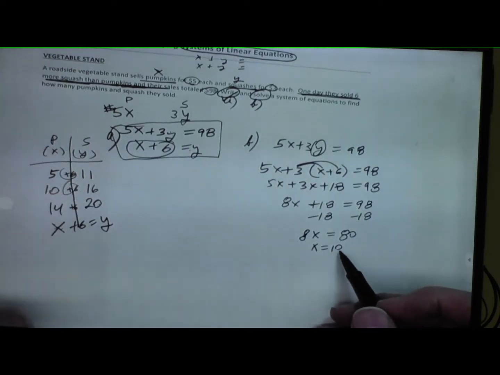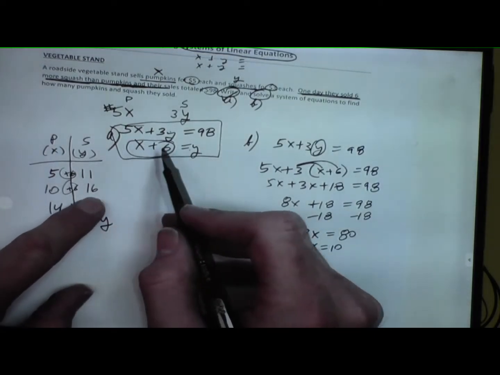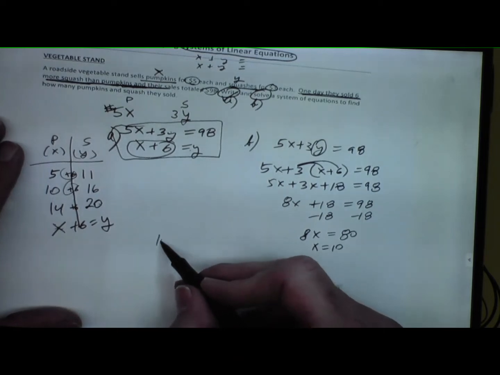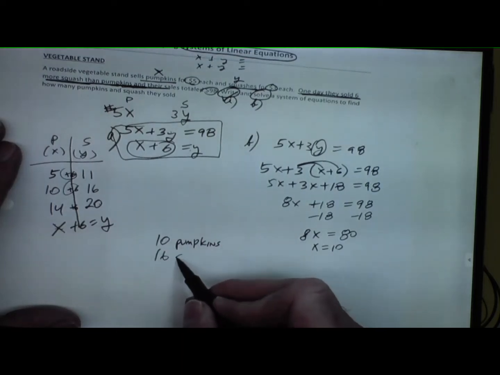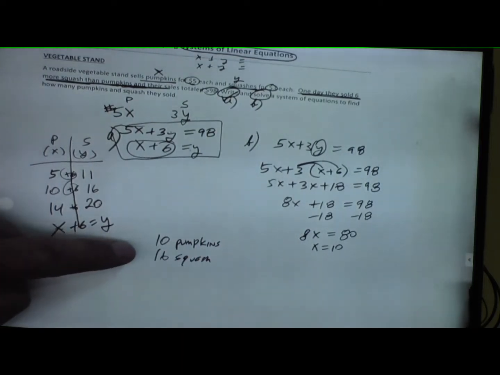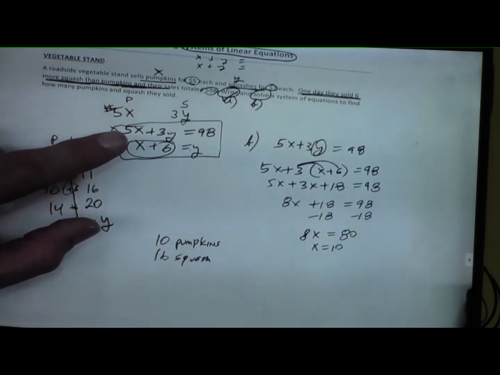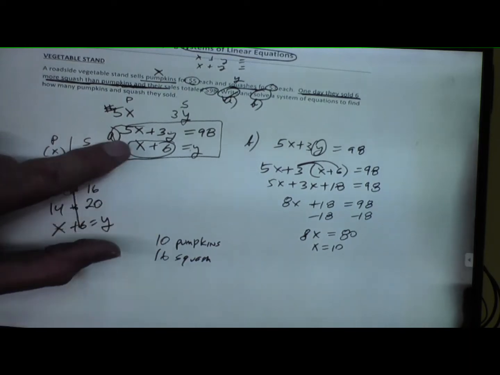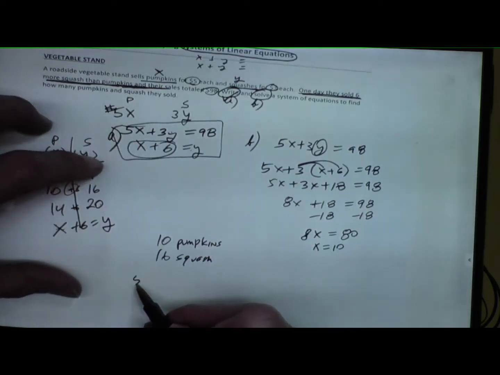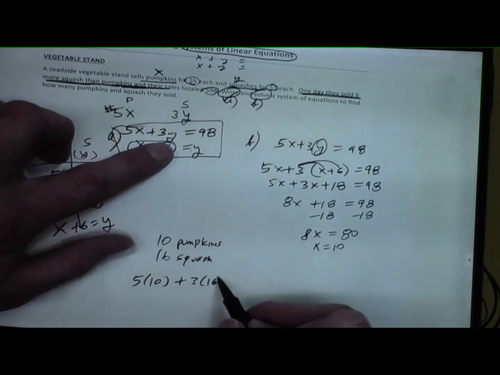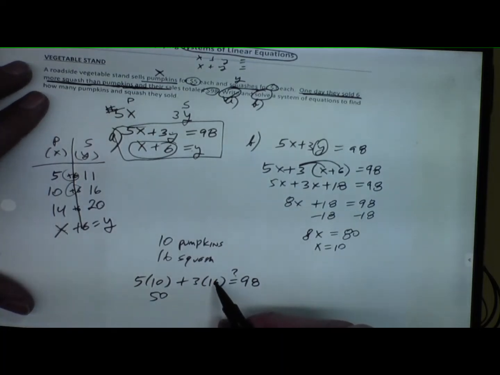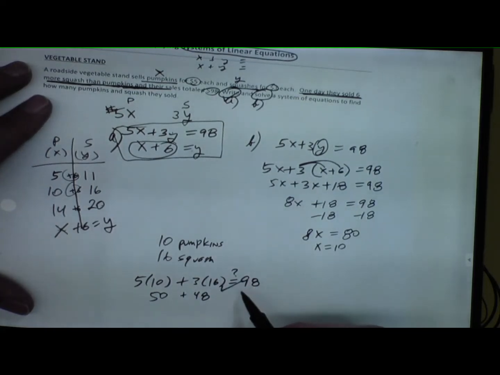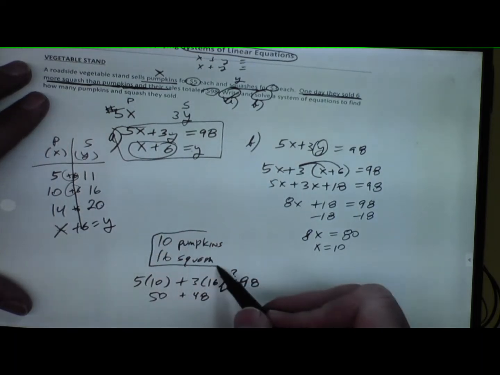If x is pumpkins, that means there's 10 pumpkins. And if you add 6 to 10, you get 16. So that means there are 10 pumpkins. And there are 16 squash. And if we put those values in here, okay, now here's the thing, let's check and see, is that going to be right with the numbers? If I put 10 in for x, 5 times 10 plus 3 times 16, does that actually equal 98? Well, that's 50, that's 3 times 10 is 30, and 3 times 6 is 18, so that's 48. 50 plus 48 is indeed 98. So that checks. Now I am absolutely certain that I have the right answer.